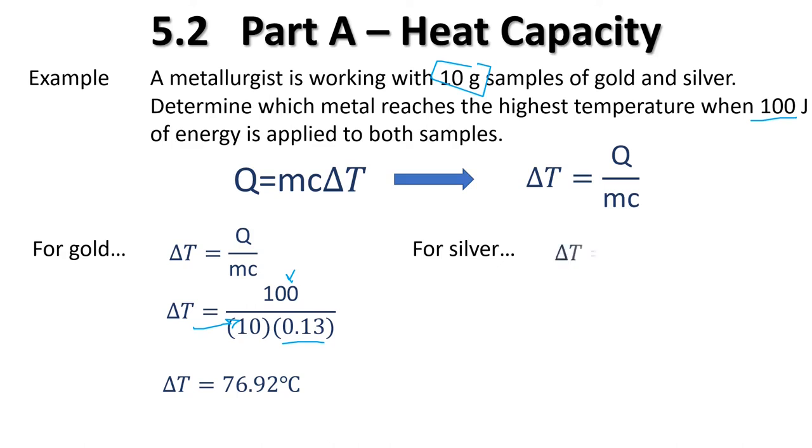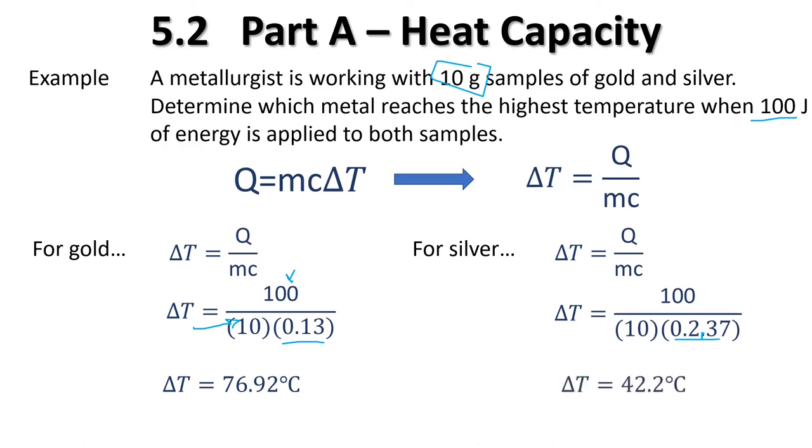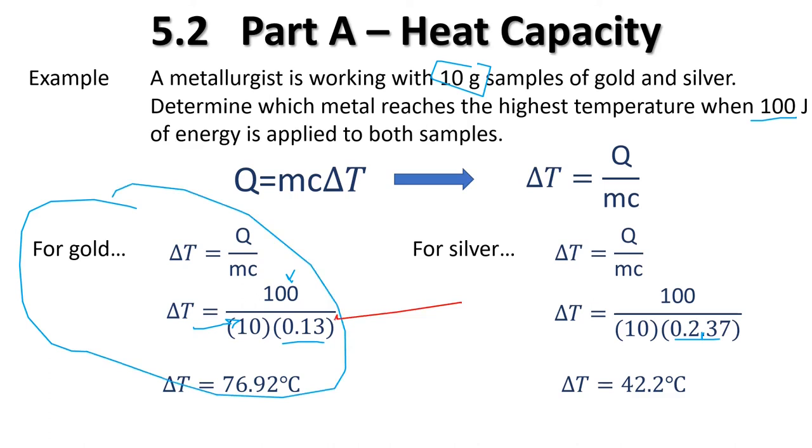Continuing for silver, same equation. The only thing that changes is my specific heat capacity, which I didn't seem to type in properly. There is 0.237. And when you do that computation, you get 42.2. So determine which metal reaches the highest temperature. That would be our gold. It gets the hottest because it has the lowest specific heat capacity.